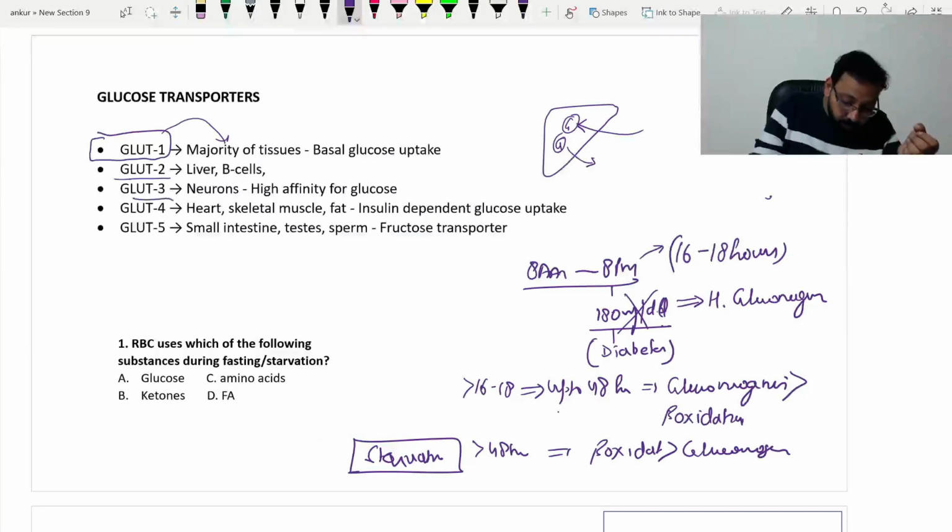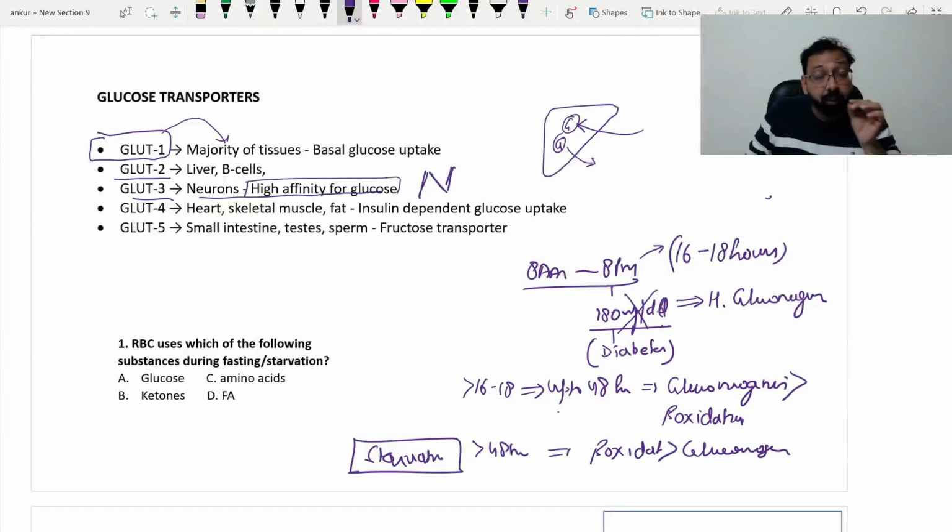Now, neurons have high affinity for glucose. GLUT 1, 2, 3. Glucose transporter 3 has high affinity for glucose. Even if blood glucose is very low, neurons will take that glucose and utilize it because they have very high affinity. GLUT3. GLUT4, that mnemonic is the main function.